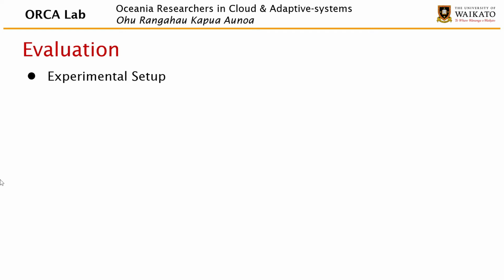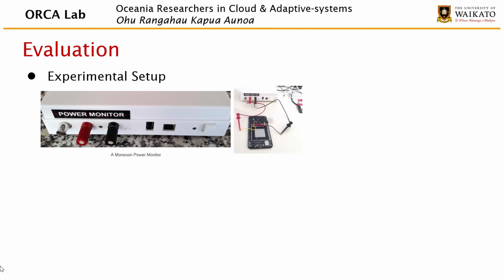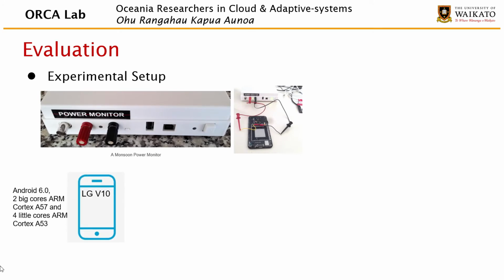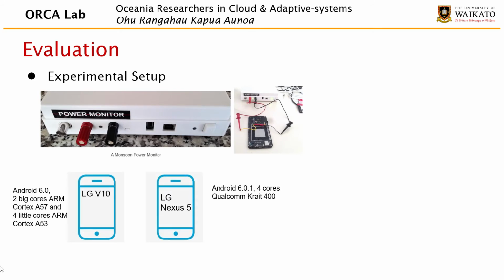To run these experiments, they used a Monsoon power monitor to measure the power consumption of the various smartphones, including LG V10 and LG Nexus 5. Both devices have the Doze mode activated during the test.